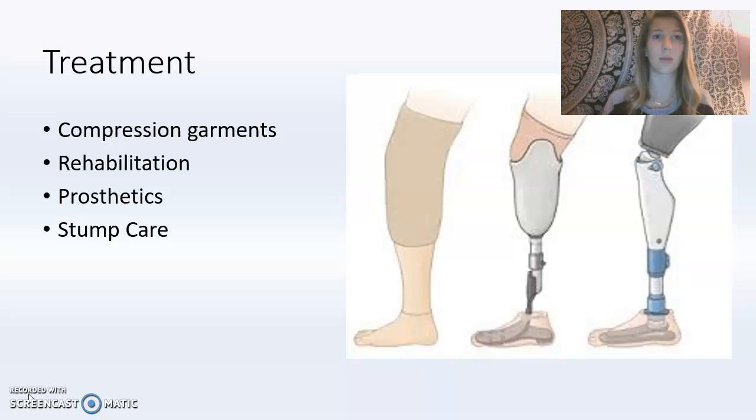Another treatment is stump care. The amputee will keep the skin on the surface of the stump clean to reduce the risk of it becoming irritated or infected. They will also apply heat and ice packs, massage it to increase circulation and stimulate muscles, acupuncture to stimulate the nervous system and relieve pain, and transcutaneous electrical nerve stimulation, which delivers electrical impulses to the stump to block or reduce pain signals.